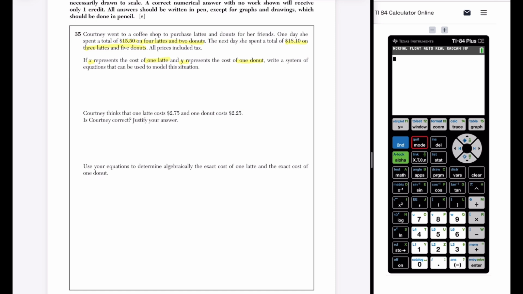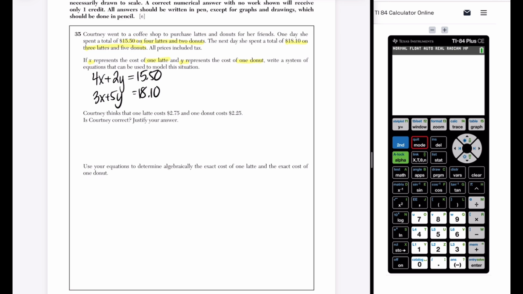x is 1 latte and she bought 4 lattes. So 4x plus she bought 2 donuts, so 2y is equal to $15.50. And then the next day she spent $18.10 and she had 3 lattes, so 3x plus 5y. That's all you have to do for the first part, was just write 2 equations.